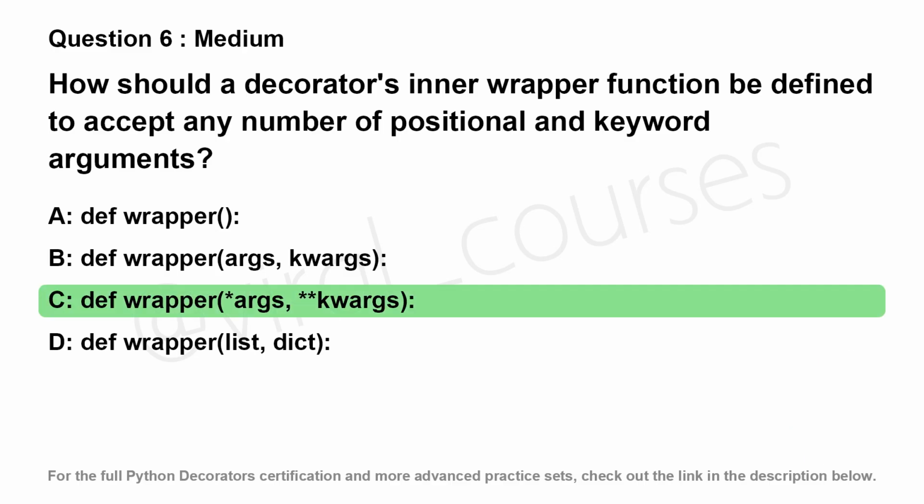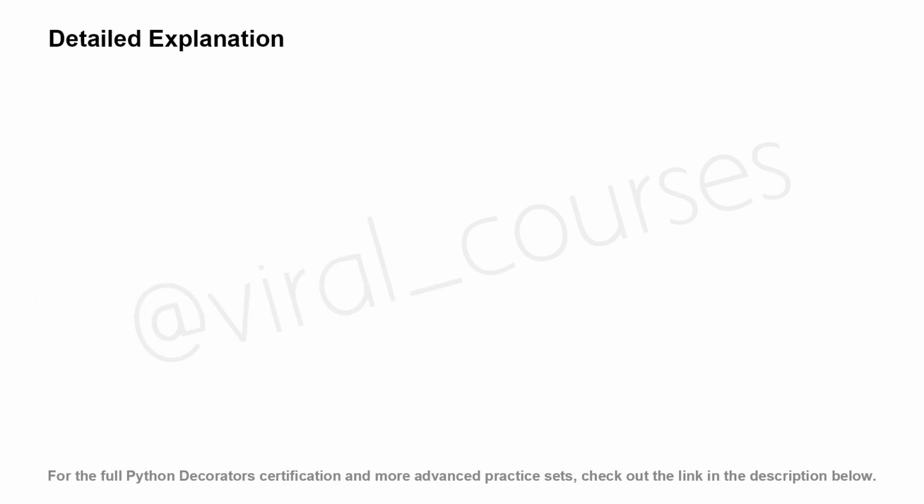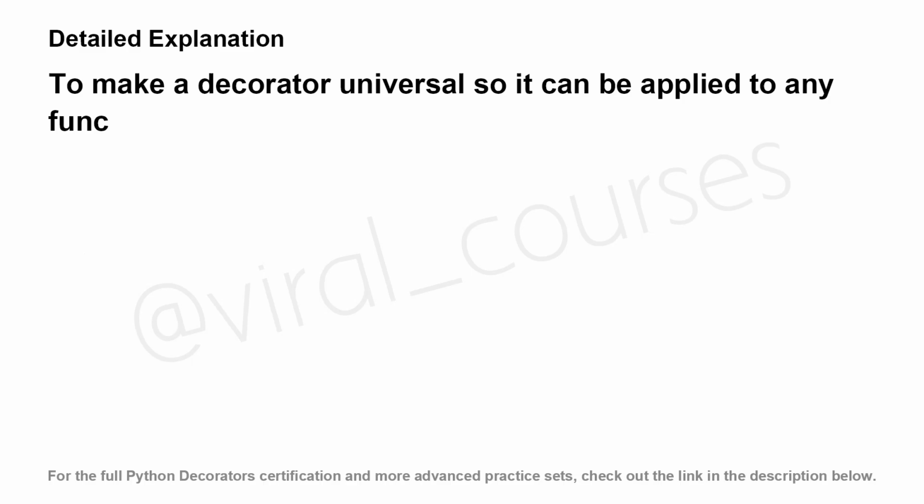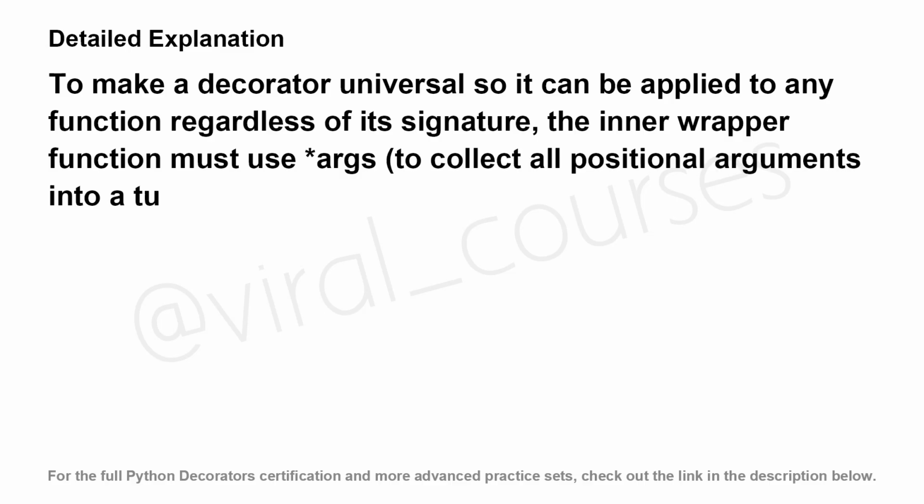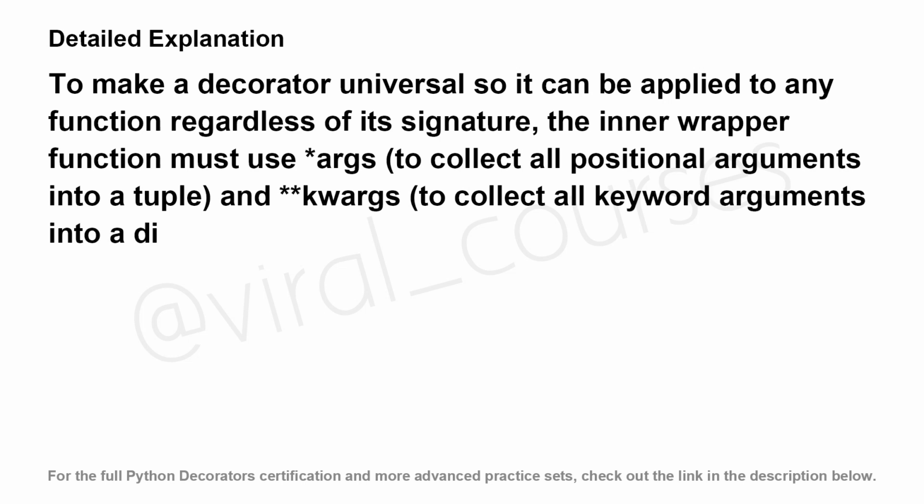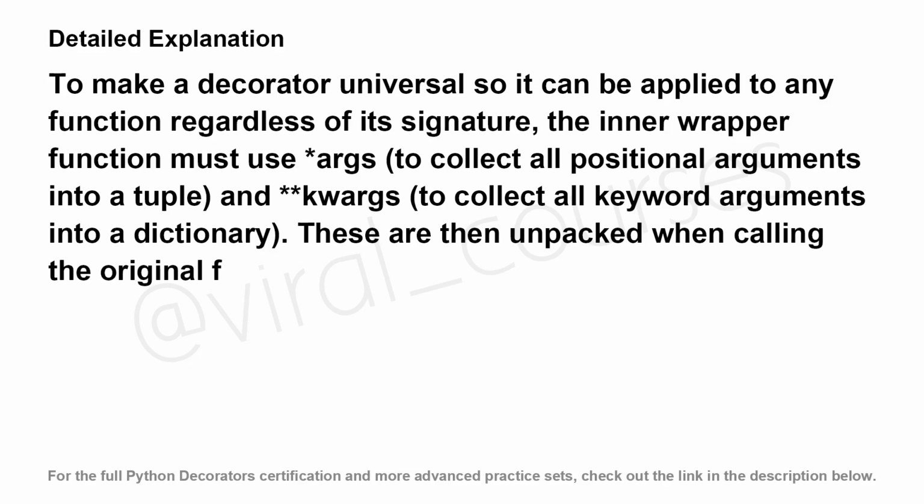The correct answer is C. To make a decorator universal so it can be applied to any function regardless of its signature, the inner wrapper function must use *args to collect all positional arguments into a tuple, and **kwargs to collect all keyword arguments into a dictionary. These are then unpacked when calling the original function inside the wrapper.